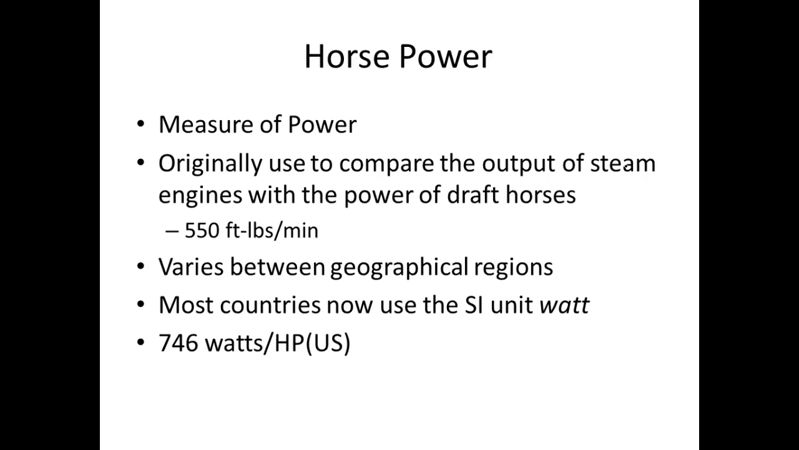So horsepower, the measure of power, was originally used to compare the output of a steam engine with the power of a draft horse. So they had a 550-pound weight, and they tried to see how far they could move that in a minute. Or actually, they would do it in 5 minutes or whatever, and then they would calculate it. So this is basically the amount of work. So it'd be 550 foot-pounds per minute.